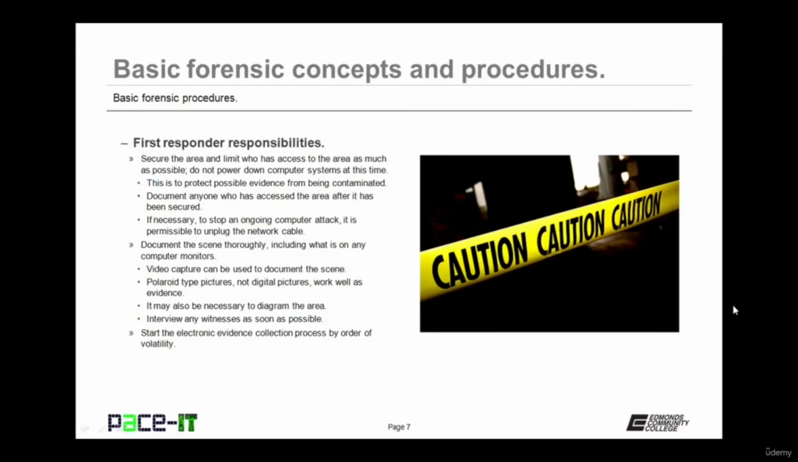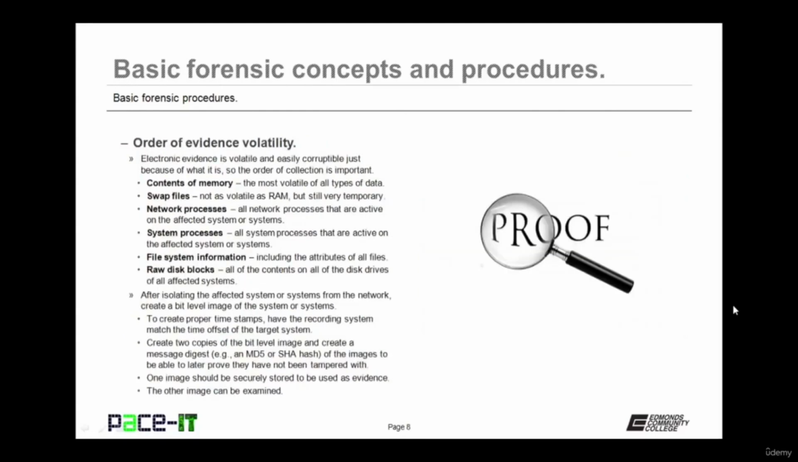And finally, the first responders need to start the electronic evidence collection process by order of volatility. So let's discuss the order of evidence volatility. Electronic evidence is volatile and easily corruptible just because of what it is. So the order of collection is vital. And the collection process needs to be done from most volatile to least volatile. The most volatile of all electronic evidence is the contents of memory or the contents of RAM.